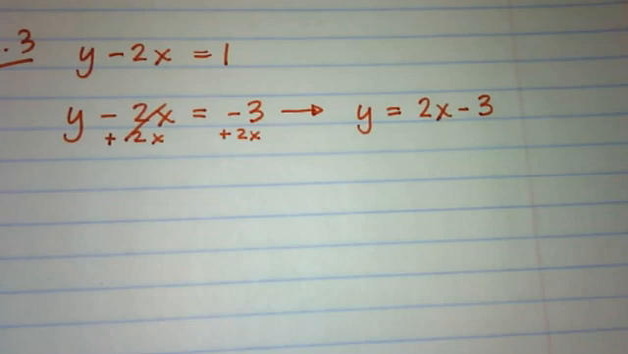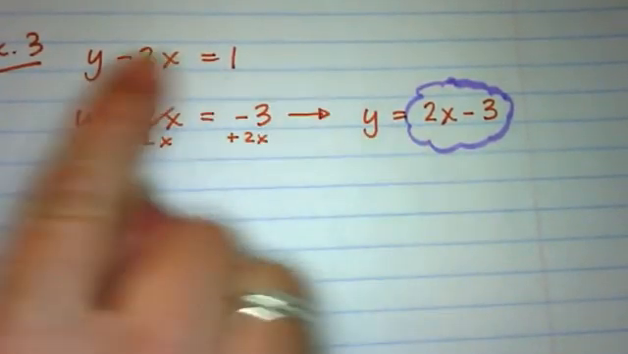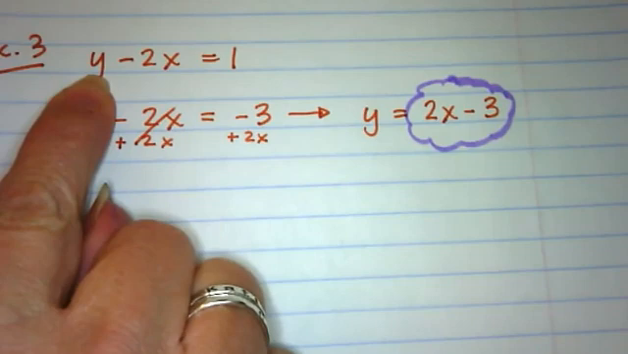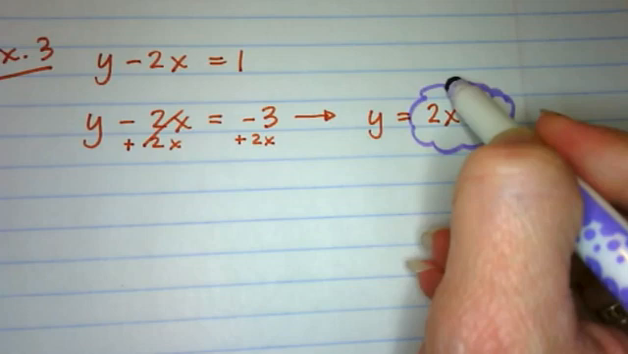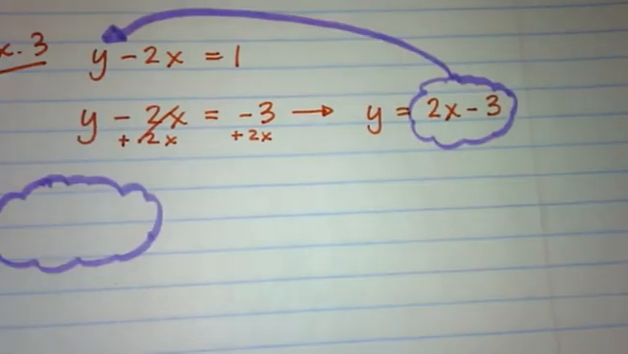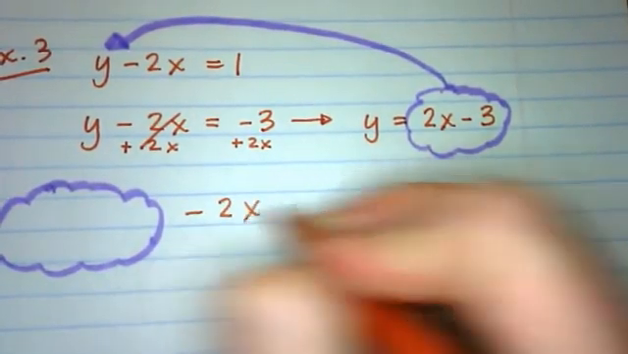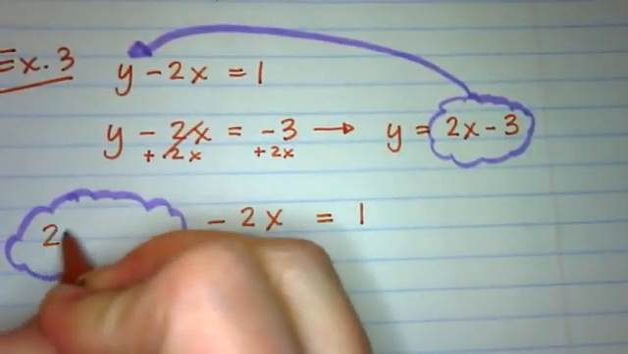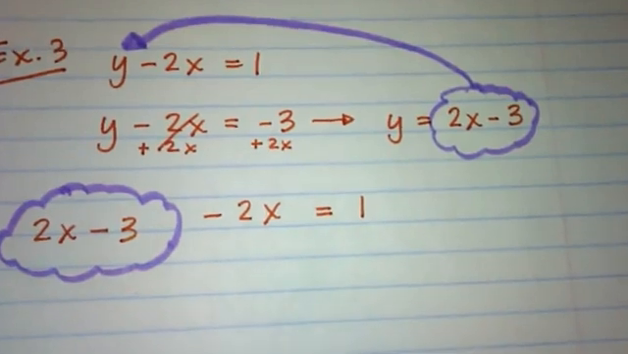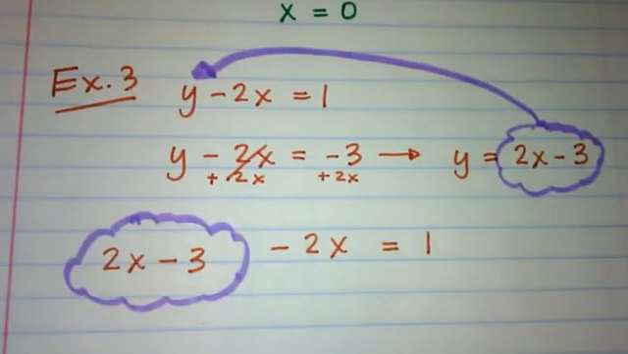Now the next thing we're going to do is take the cloud and replace the y. Since I solved for y, I'm going to replace this y with the cloud. So I'm going to send my cloud up over here. If I redo this problem, I have cloud minus 2x equals 1. And inside the cloud is 2x minus 3. Once again, I don't have a rainbow to draw because there's nothing out here to multiply the y with. So now I'm just going to solve the equation.